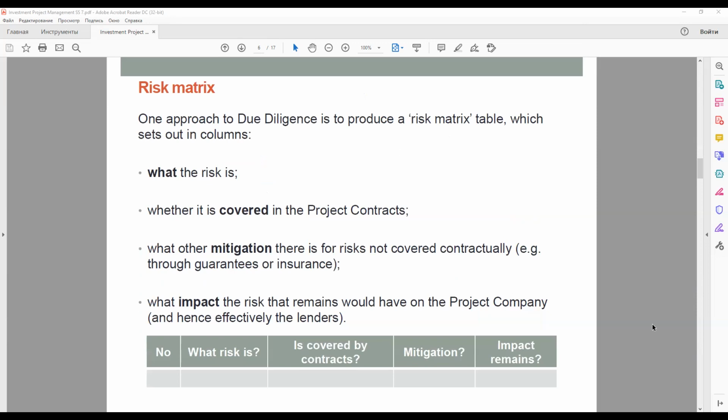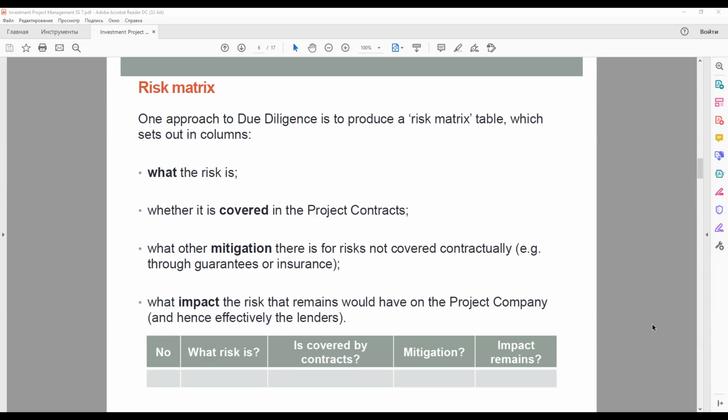I want to share with you this instrument called the risk matrix. The due diligence process examines the risk inherent in the project under these different headings. You can see the extent to which these are covered or mitigated by contractual agreements, or whether remaining risks left with the project company are reasonable and acceptable to lenders.